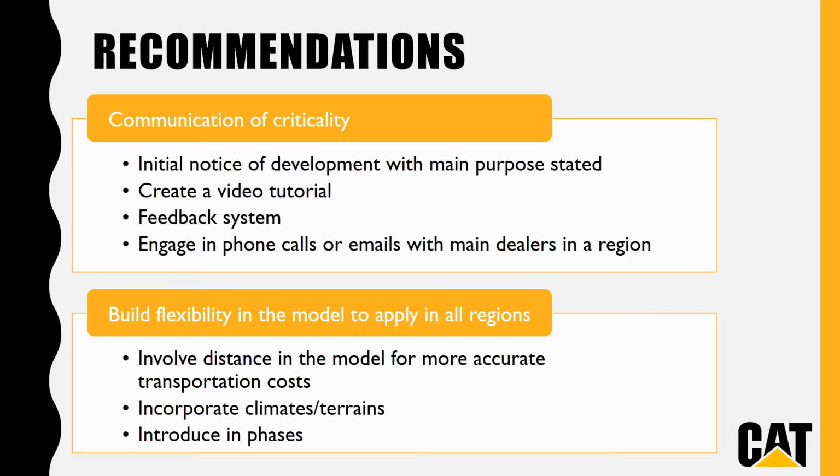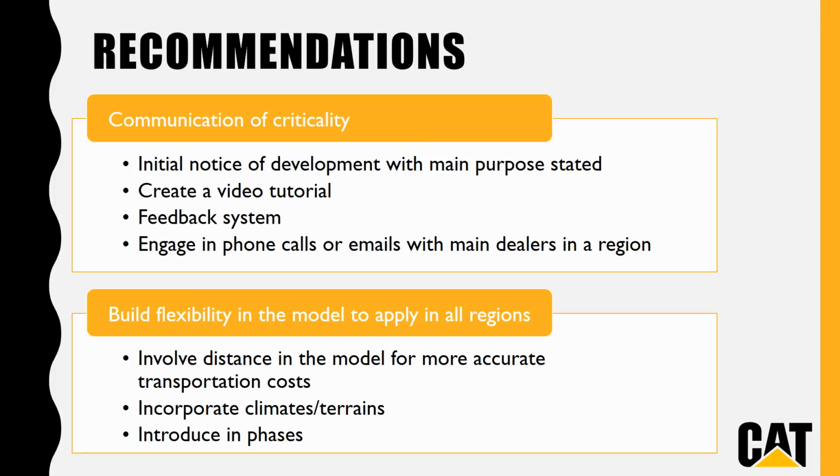To communicate the criticality of the model to dealers, Caterpillar should first send out an important notice of the model's development, explicitly stating that the main purpose is to save dealers money on shipping. The simplicity of the model is meant to provide a transparent mode recommendation. Once the model is complete, Caterpillar employees should develop a video tutorial walking users of the model through the process. A feedback system would be necessary to review and make adjustments. CAT could hire employees who are experts with the tool to be available for support online or over the phone with the main dealers in the region. This way, dealers would feel included in the process and like their concerns are being heard.